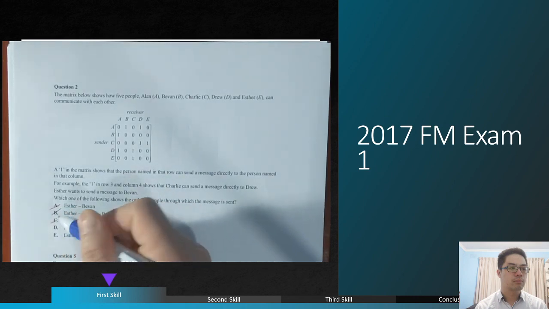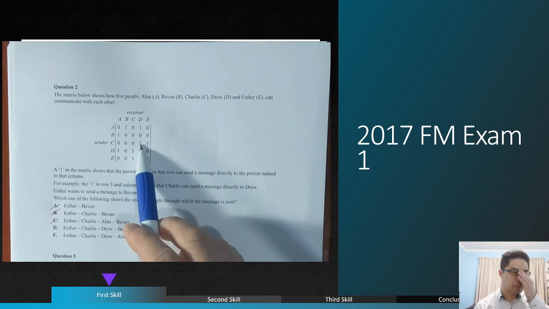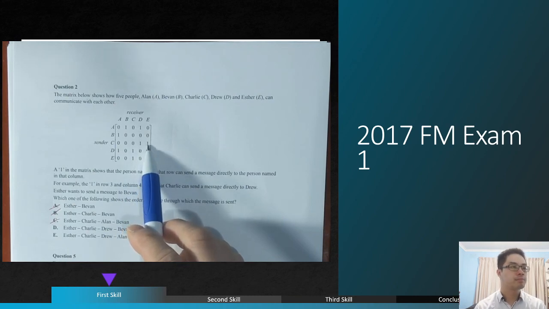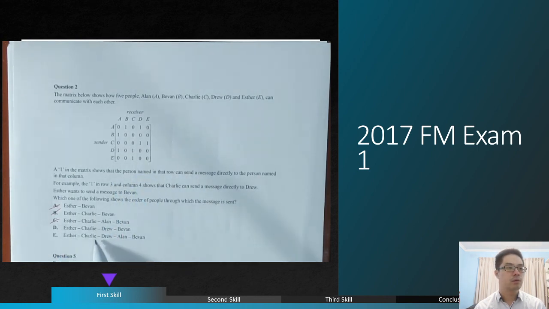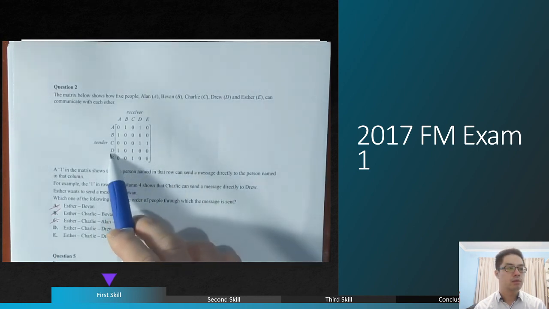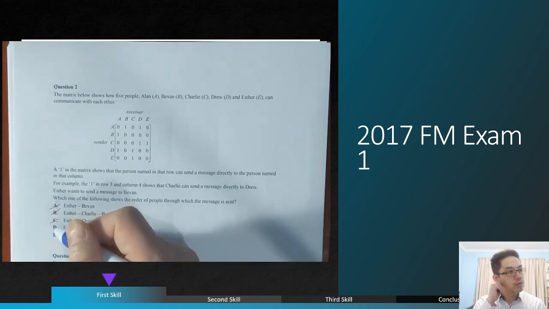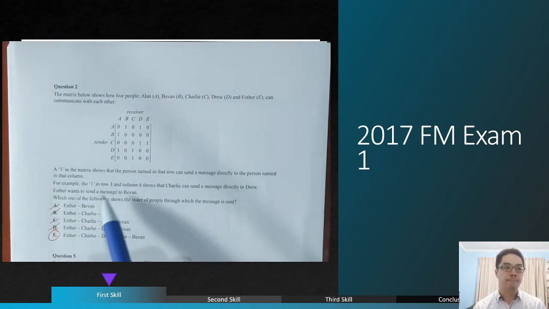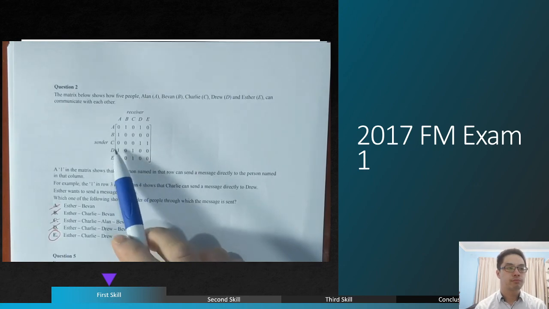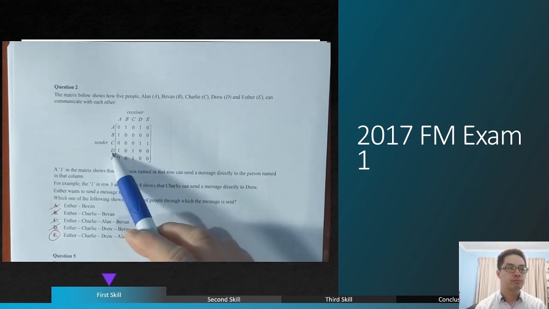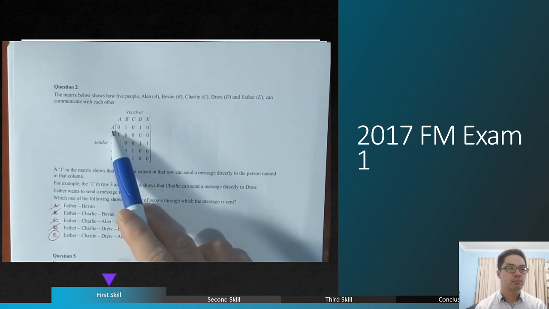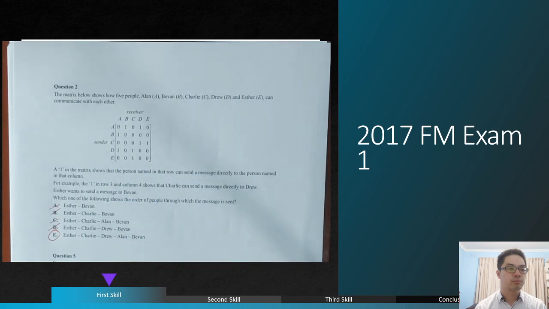It can't be B and C because only Charlie can send to Jude or Esther. But obviously we don't want to send it backwards. So Charlie can send it to Jude, which would be D or E. Jude can send it to Alan or C, which is Charlie. So that's backwards, so it's not D, it must be E. So we check it: Esther sends it to Charlie, Charlie can send it to Jude, Jude can send it to Alan, and Alan can send it to Bevan. And that's how we do that one. Thank you very much.